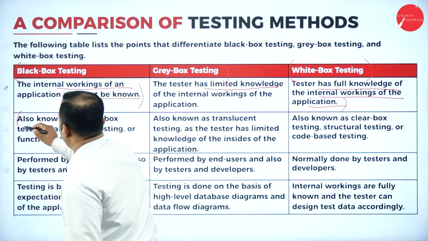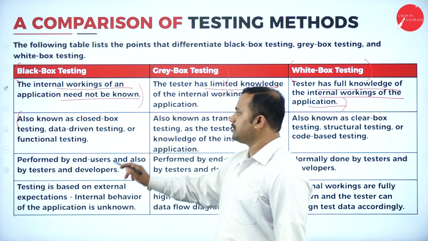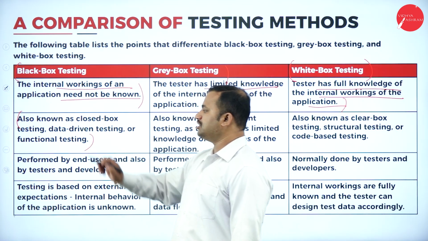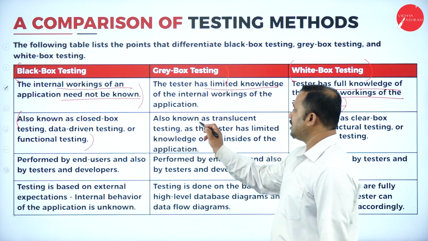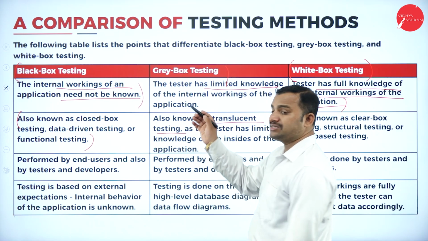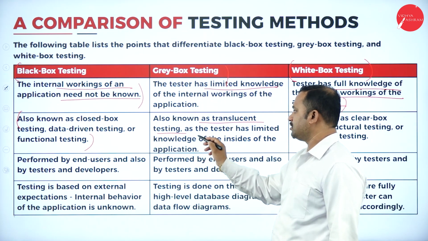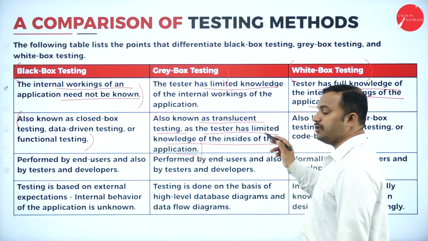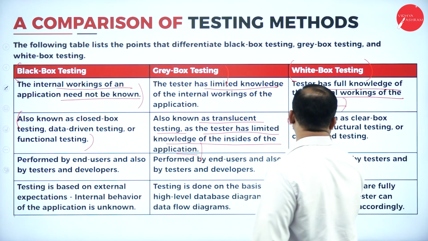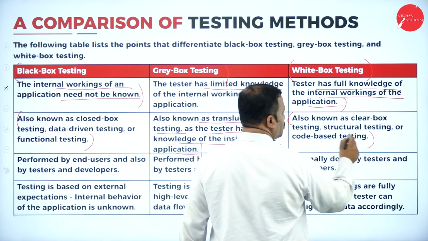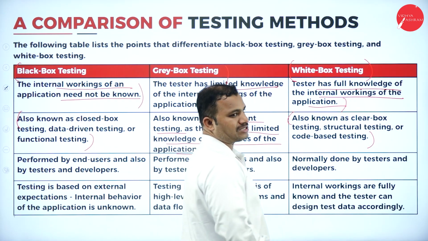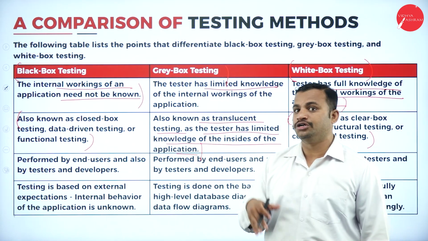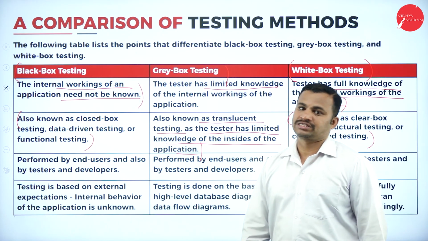Black box testing is also known as closed box testing, data driven testing or functional testing. Gray box testing is also known as translucent testing, because it has limited access to the application, as the tester has limited knowledge of the insides of an application. If we move on to white box testing, it is also known as clear box testing, also called structural testing or code-based testing, because we will have in-depth knowledge of that kind of testing with test plans.